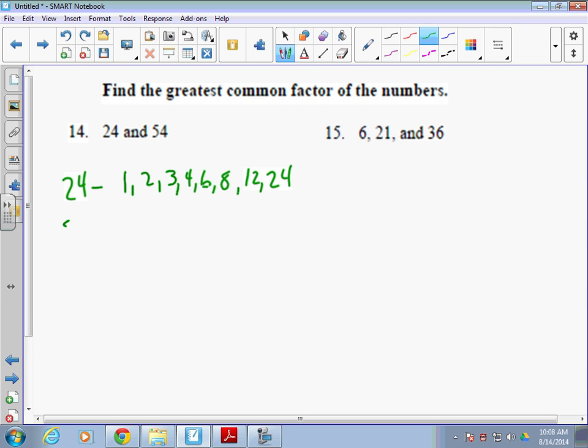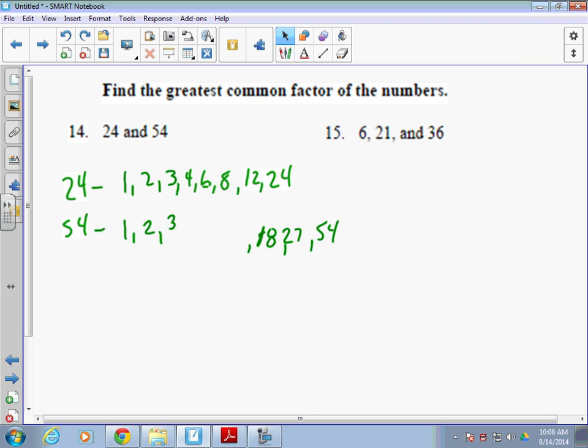And for 54, you're going to do the same thing. 1 times 54, 2 times 27. Okay. 3 is going to go into it. 3 goes into 5 one time, and there's 24 left over, so 3 times 18. 4 is going to go into it. Let's see how many times in a second. 4 does not go into 54. 5 doesn't go into it either, but 6 goes into it 9 times, and those are all your factors there.